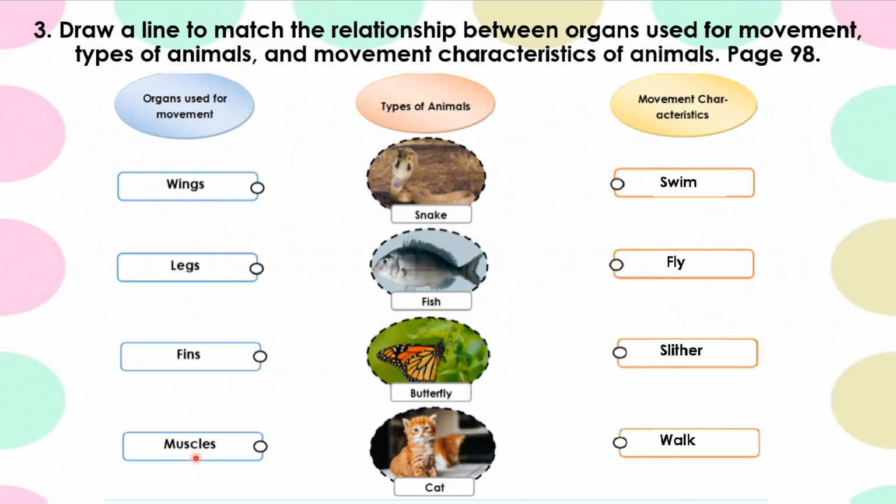And lastly, we have the muscles. Which of the animals use the muscles to move? And what type of movement is that? Is that used to swim, to fly, to slither, or to walk? So that is for the last number.